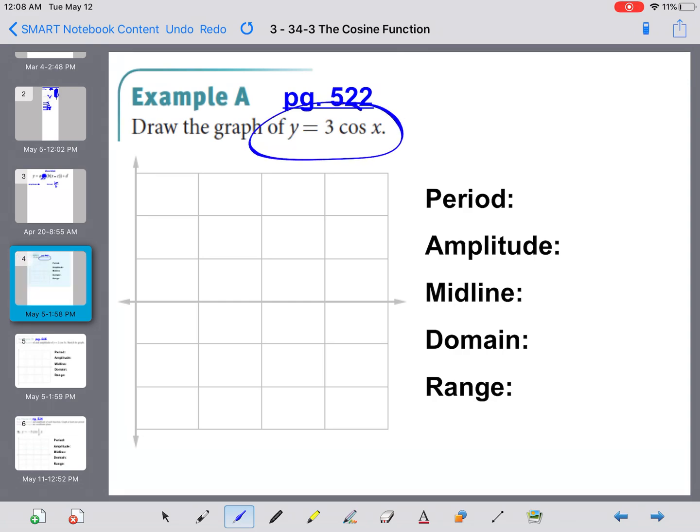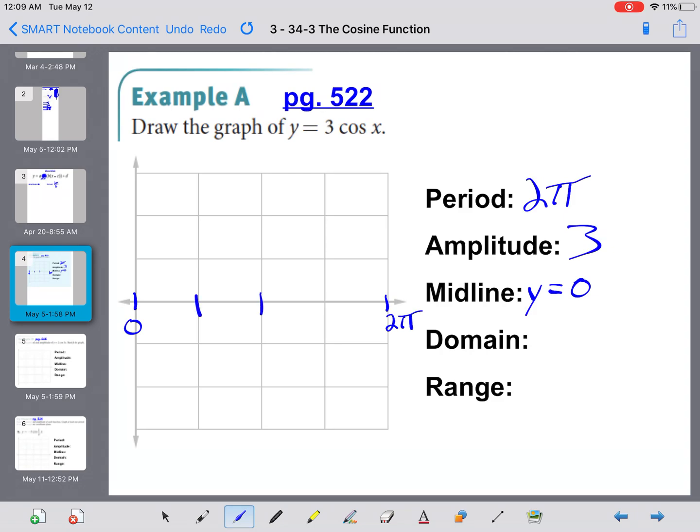We want to graph y equals 3 cosine of x. Okay? Because there is no b value, the period is still 2 pi. Because there's an a value out front, we know the amplitude is going to be 3. Midline for right now is y equals 0, and we'll come back and do domain and range in a second. So this graph is starting here at 0, and because the period's 2 pi, it's going to end out here at 2 pi. So just like with the sine curve, we have to find the 5 key values in between.